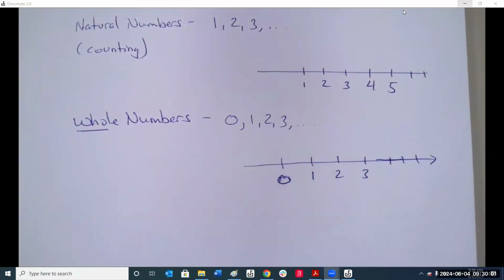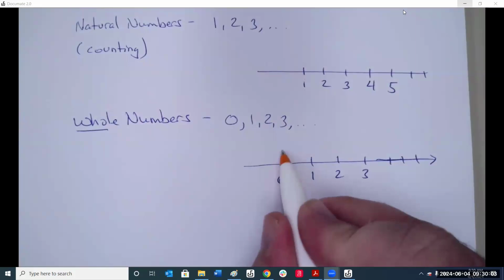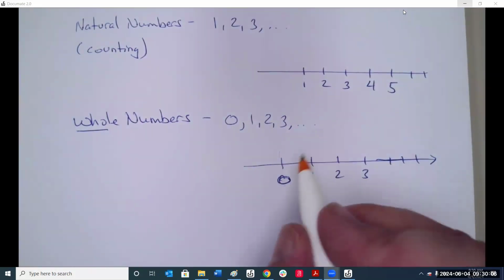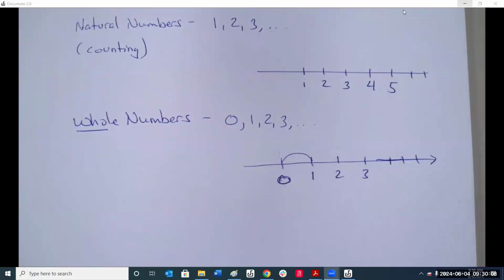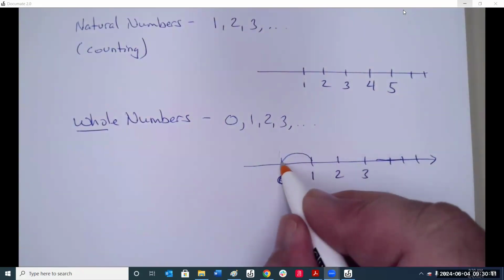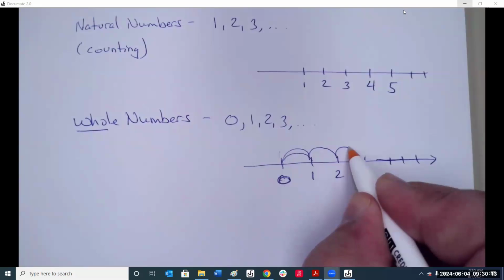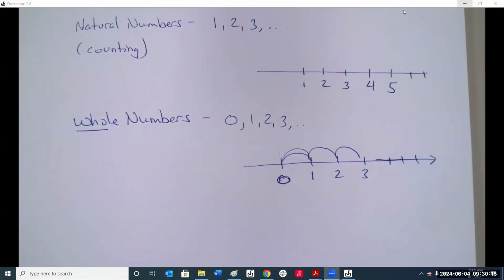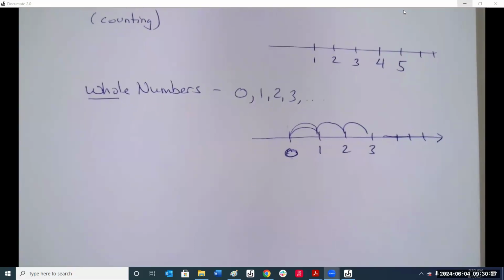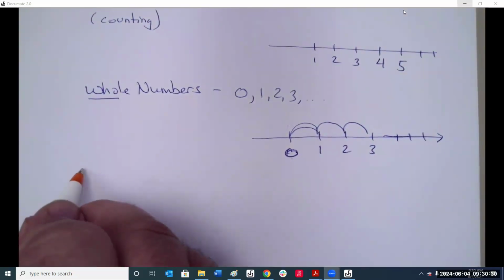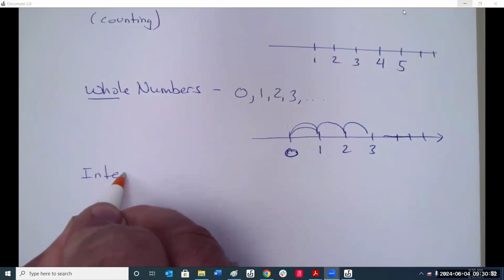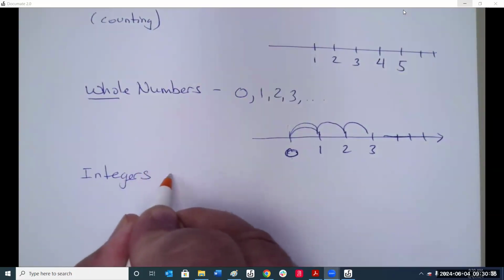Well, in the number line, 0 is nothing. You have nothing. If you have 1, you take 1 step forward. If you have 3, you take 1, 2, 3 steps forward. So these numbers are distances from 0. How far? The number 3 is 3 units away from wherever there's a 0. Why is that important? Because now we move on to the next type, integers.